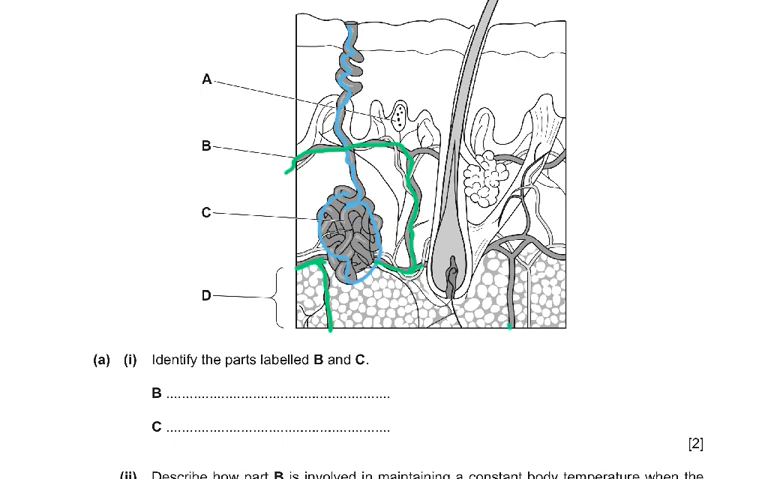Now, this was a little difficult, I think. For some students, it will probably be a little difficult. So, identify the parts labeled B and C. So, this is B and C. Now, B could be anything. You could have said blood vessel, and capillary, artery, arteriole.